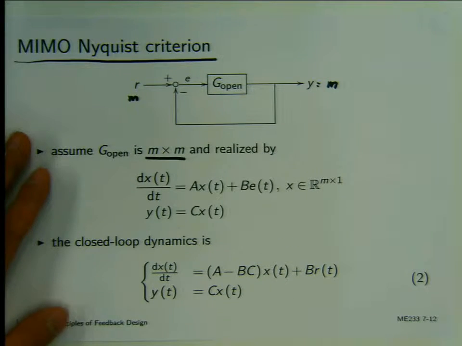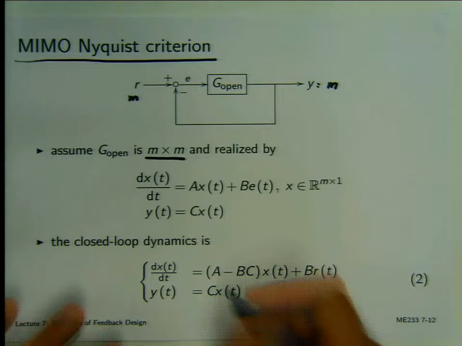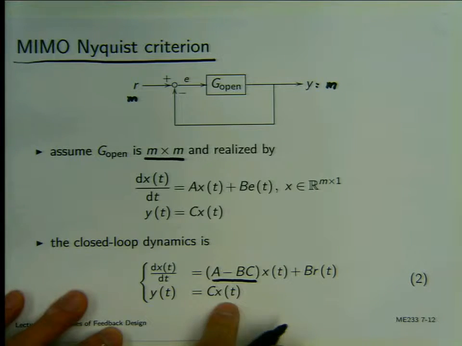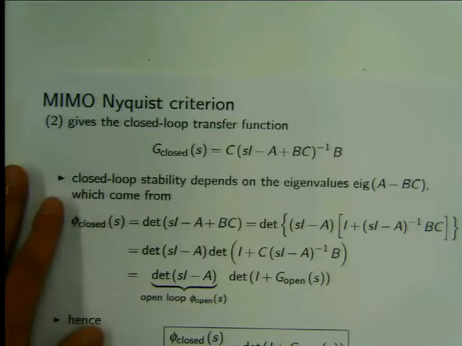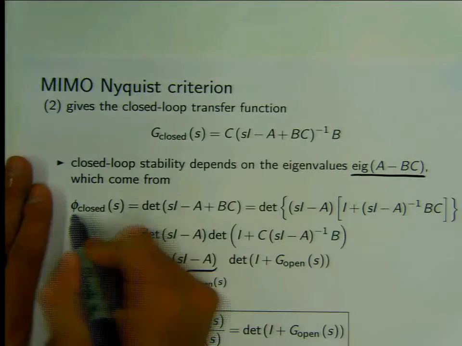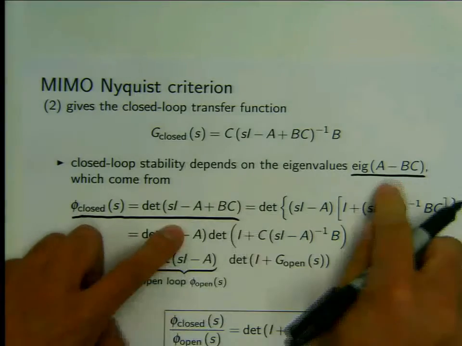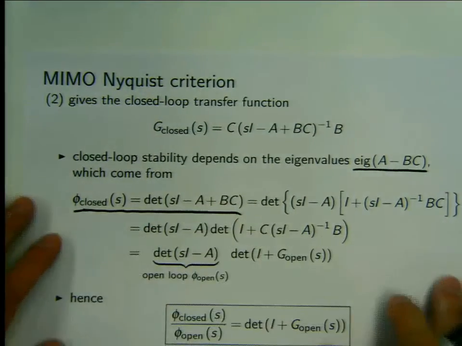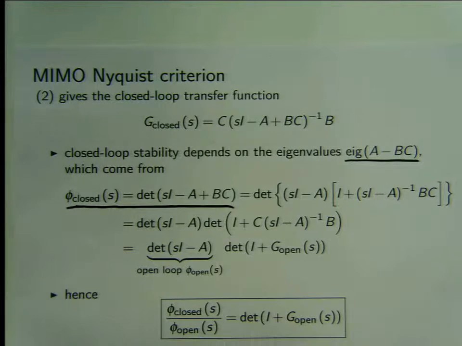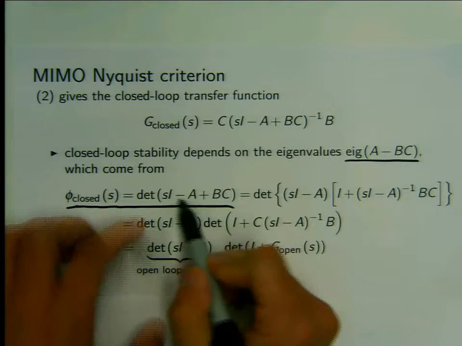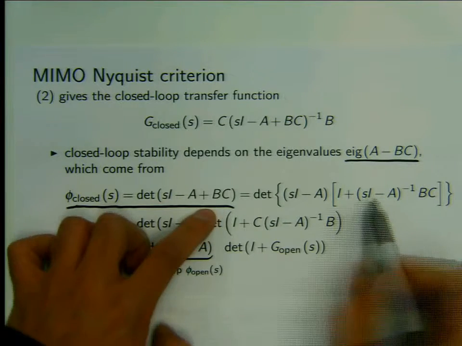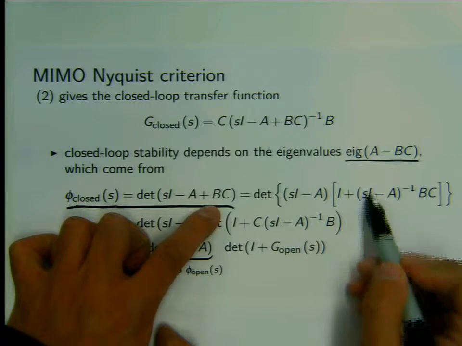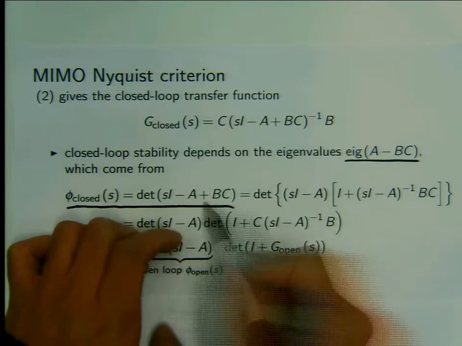Now you know it very well. To analyze the stability of this system, we just need to check the eigenvalues of this new matrix here, A minus BC. So the eigenvalues are going to be defined by the determinant of SI minus this matrix. So it's going to be SI minus A plus BC. We're going to use a very common trick, which you have seen already, so I won't elaborate. We can take out this part, SI minus A, on the left-hand side, and to make this guy remain BC, I have to multiply by (SI minus A) inverse here. So this guy will become this guy.